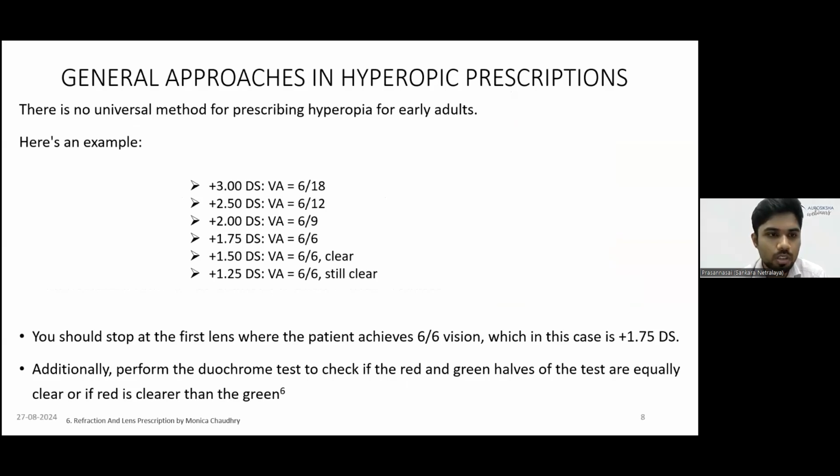So what approach can we go for in hyperopic early adults who don't have any kind of strabismus or amblyopia? If the cycloplegic refraction reveals +3 diopter, we need to slowly defog the lenses from +3 diopter until the patient achieves clear 6/6 vision. Also, duochrome refinement is necessary to balance the red and green, or at least to have red clearer than the green.